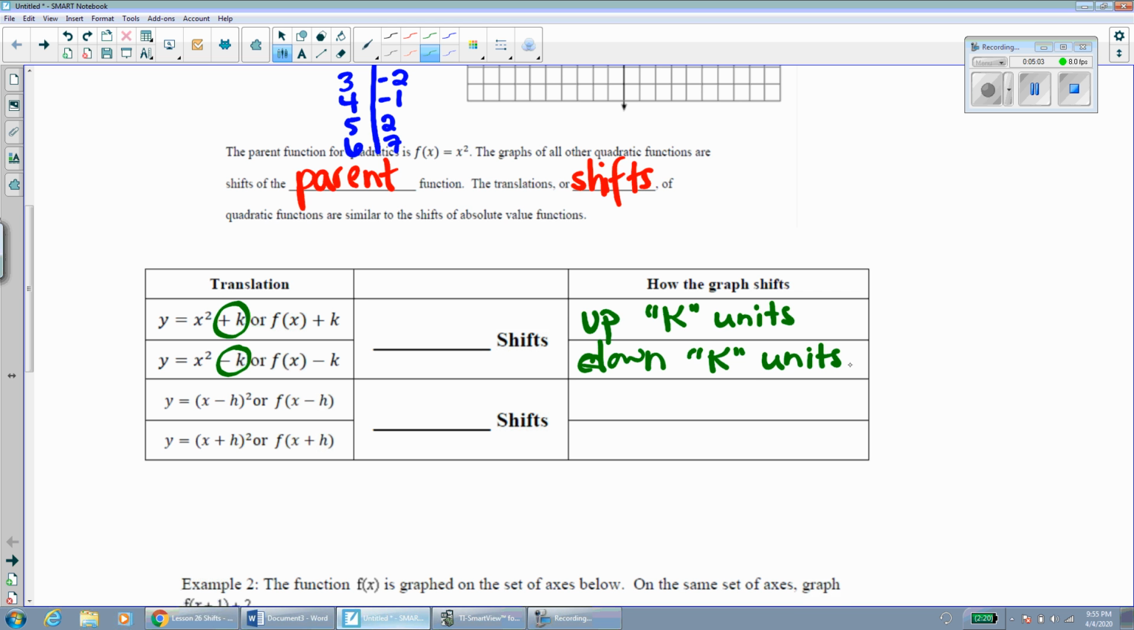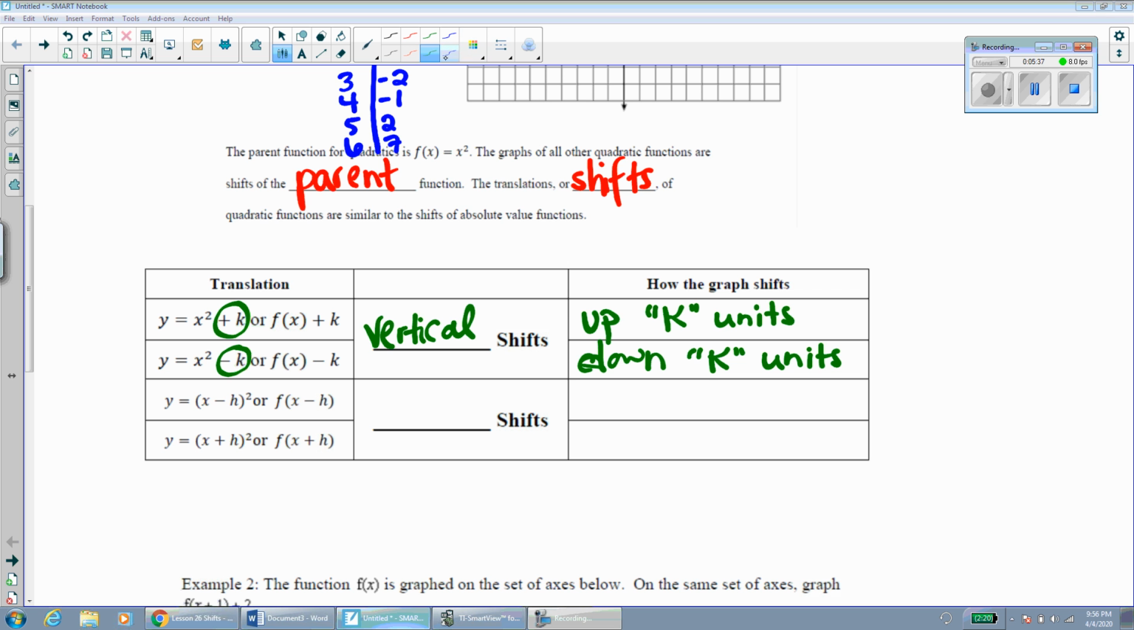So when you're looking at actual translations, you won't see k, you'll see like x squared plus 2, and that would mean that we're moving up 2 units. Or you would see y is equal to x squared minus 2, and that would mean that we were moving down 2 units. So these are called vertical shifts. So that means when we're adding a number or we're subtracting a number outside of parentheses, we are moving up and down.